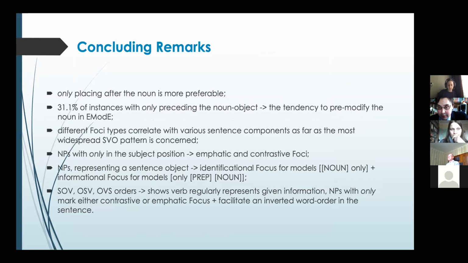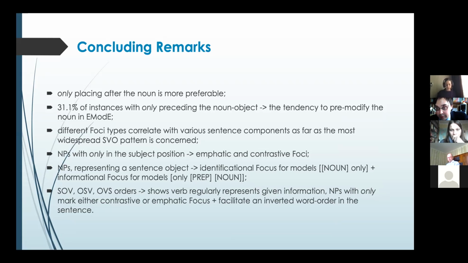So the investigation of tokens with exclusive only as a part of NPs shows that its placing after the noun is more preferable, and we may assume that this deliberate positioning allows the addressee to avoid an ambiguous reading of only. Still, 31% of instances with only preceding the noun object indicate the tendency to pre-modify the noun in early modern English, which is the regular case now in modern English.